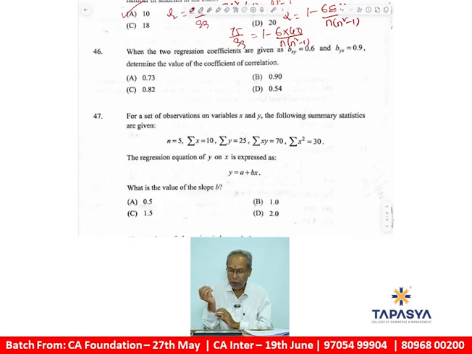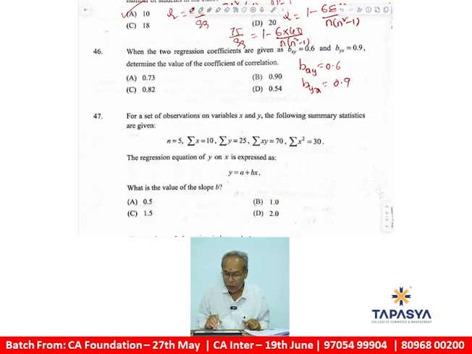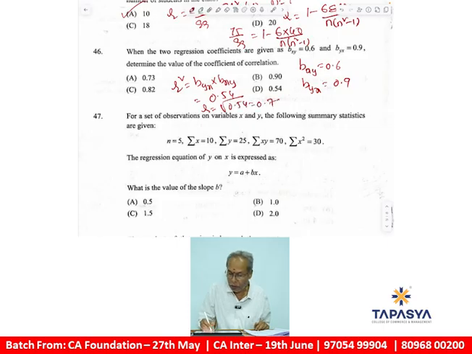What are the two regression coefficients given? So byx is given as 0.6, bxy is 0.6, byx is 0.9. Determine the value of the coefficient of correlation. We have the formula r square is equal to byx into bxy. Substituting, you will get 0.54. So r is equal to the square root of 0.54, and that comes to 0.73. So the answer is A.